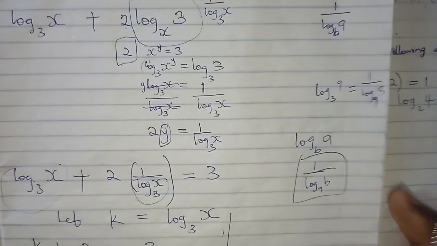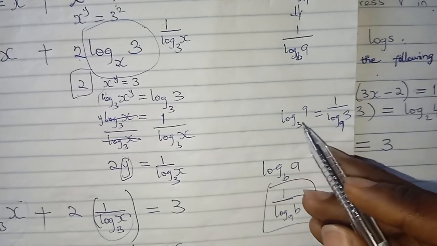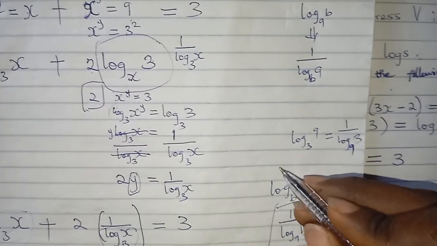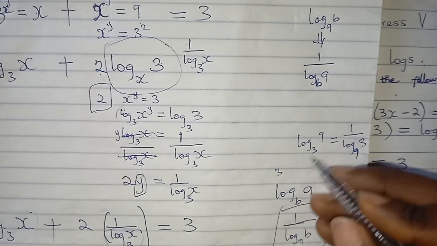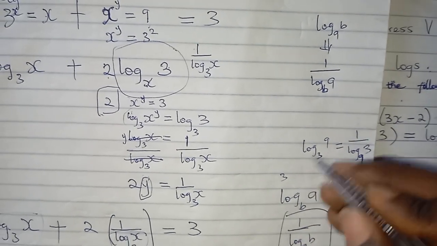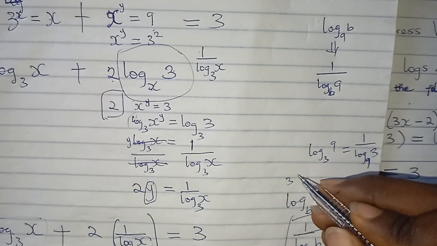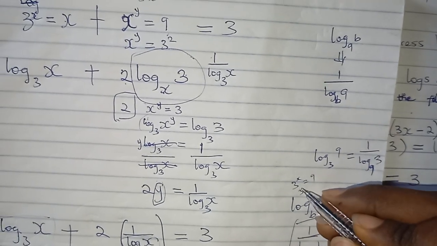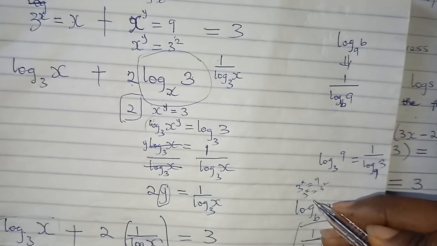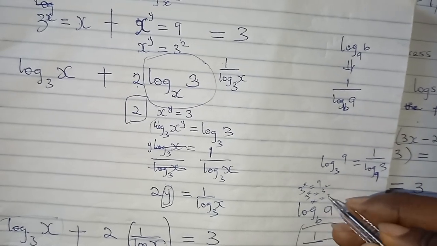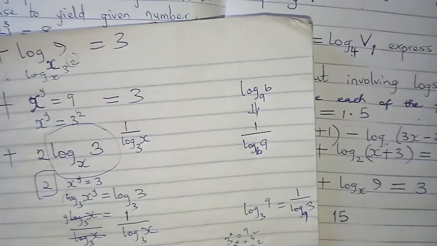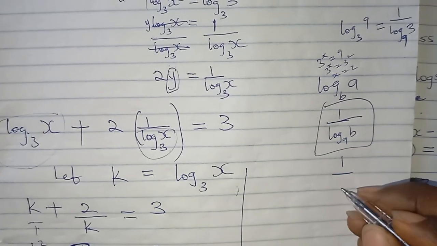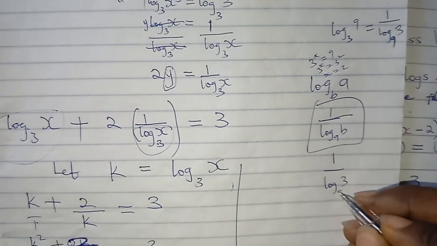Alright, let me try to check this thing that I did here. Log 9 to base 3 is the same thing as saying 3 to what power x will give me 9. So 3 raised to power x equals 3 raised to power 2. This is going to be x equals to 2. Now let's check 1 over log 3 to base 9.